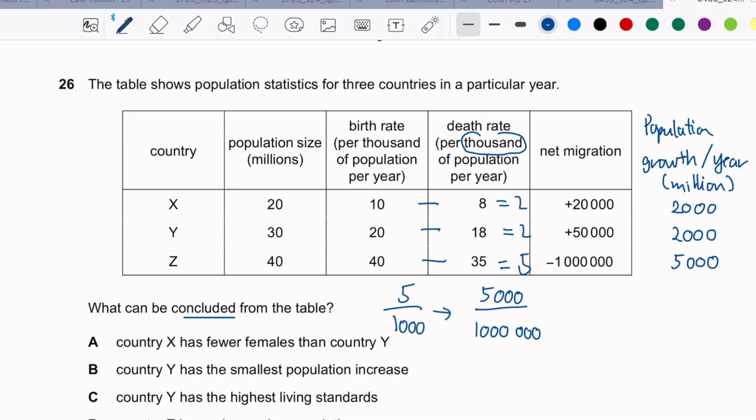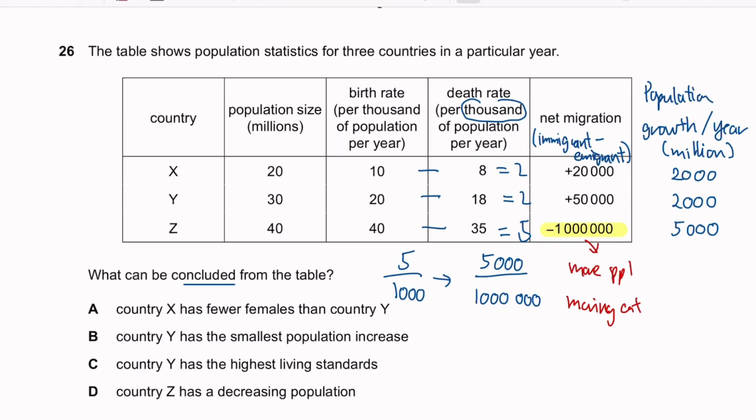And for this net migration, we know that the formula is immigrant minus emigrant. Immigrant is the people moving in and emigrant is people moving out. And we see that country Z is negative. So this means that more people are actually moving out from country Z. Okay, so let's check the answer.